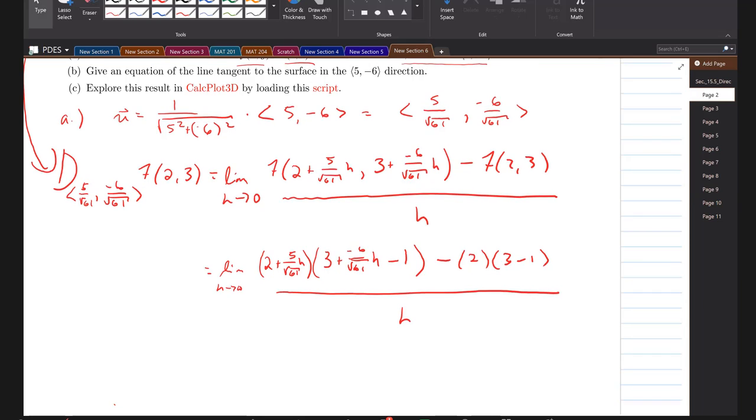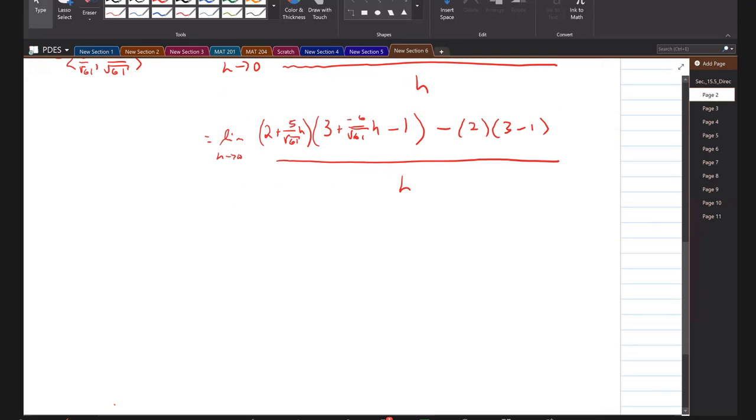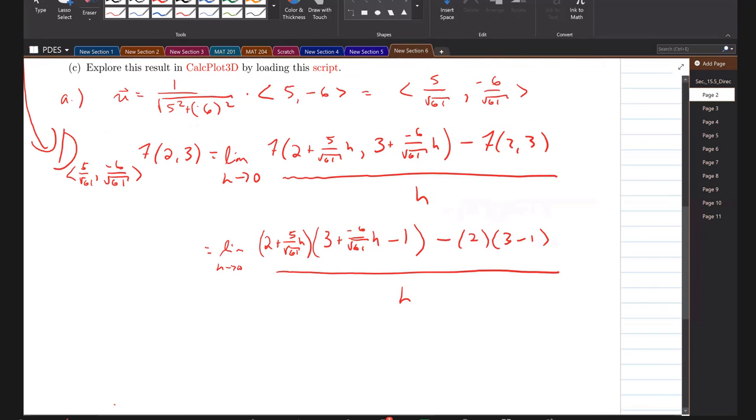Okay, so we can clean this up. Sorry, could you scroll back up just a bit? I'm going to get a picture. Okay, all right, thank you.